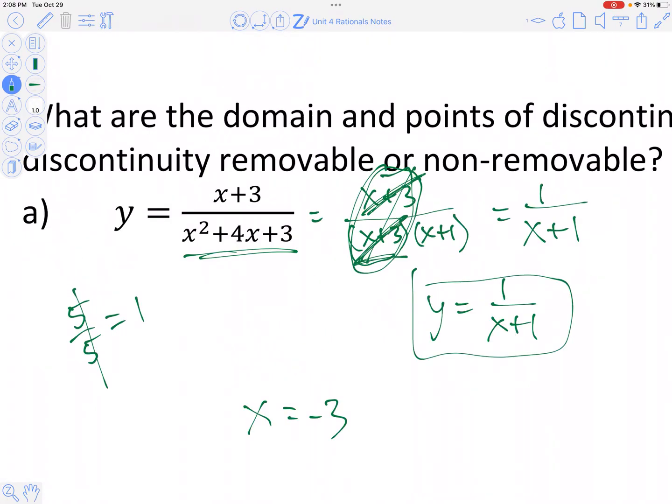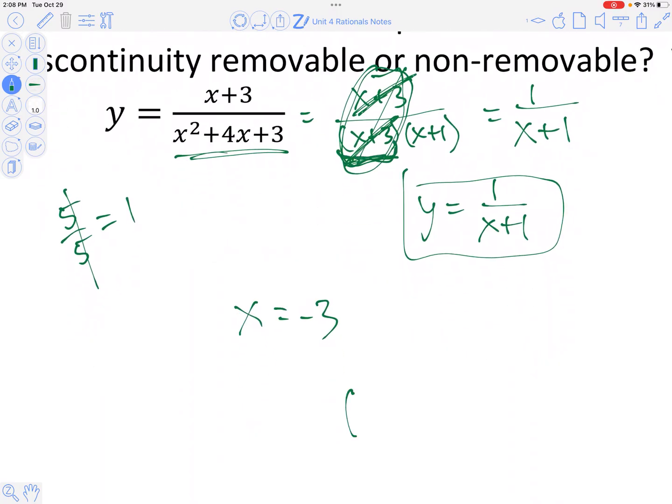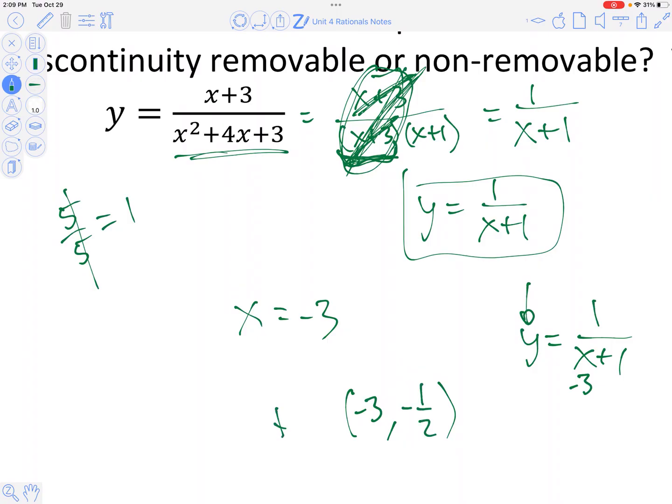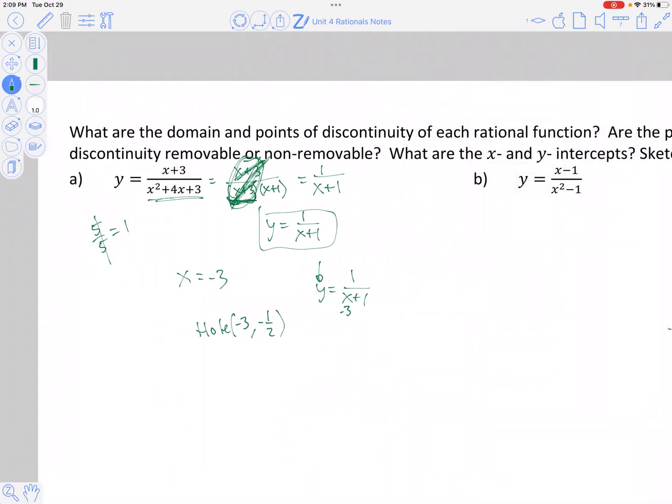You find the x by finding the 0, which in this case was -3. And then you use the simplified version of the original function, right? So simplified, meaning the hole canceled out, to find the y value. So we're going to have to plug in a -3 for the x. -3 plus 1 is -2, so we have -1/2. So this is where the hole will be at for that equation, okay?